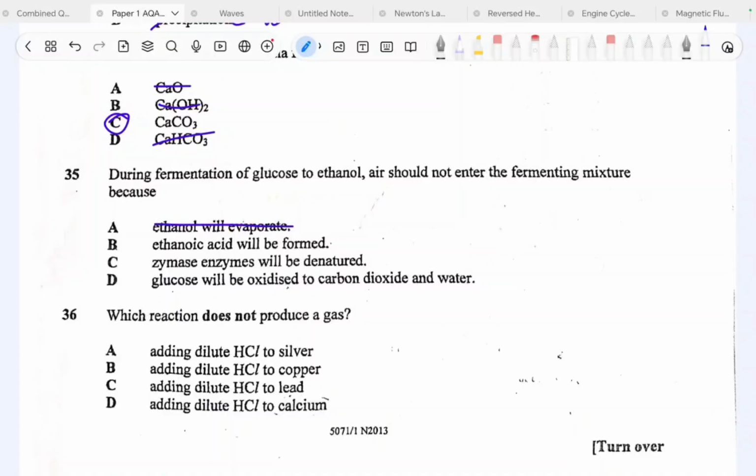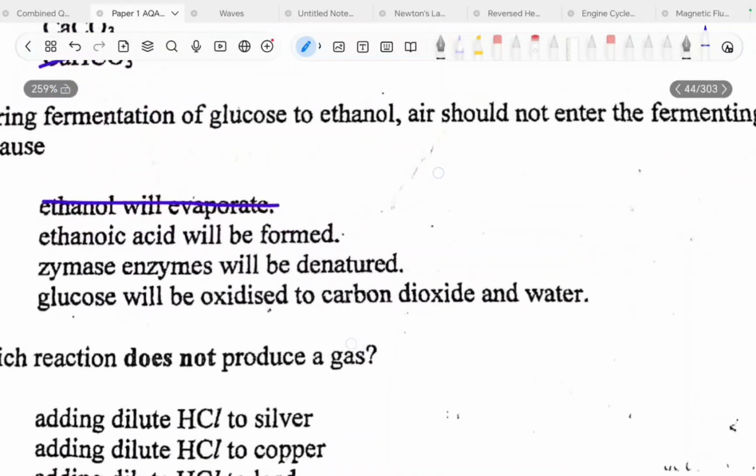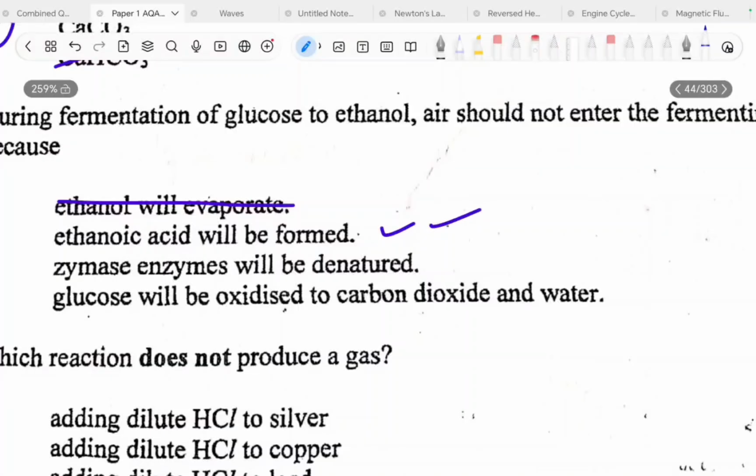Ethanoic acid will be formed. Yes, that is true. Zymase enzymes will be denatured. If you do biology, you know that you can only denature enzymes by raising the temperature very high or being in very acidic conditions. So this is not true. Glucose will be oxidized to carbon dioxide and water. This is also very true. Now we have a dilemma. Which one is the correct answer? Ethanoic acid will be formed, or glucose will be oxidized?